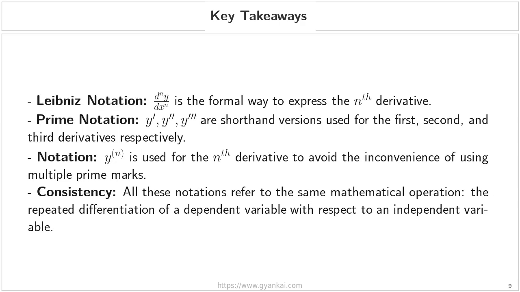Finally, the most important thing to remember is consistency. Whether you are using the formal Leibniz style or the shorthand prime notation, all of these symbols refer to the exact same mathematical operation: the repeated process of differentiating a dependent variable with respect to an independent variable.